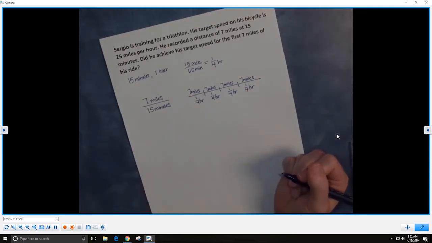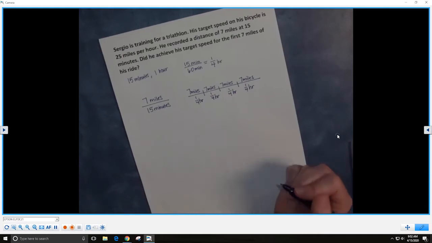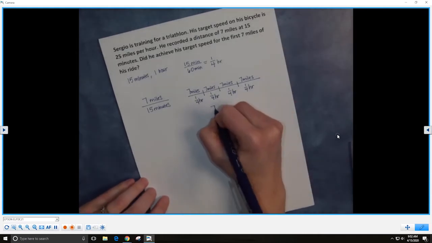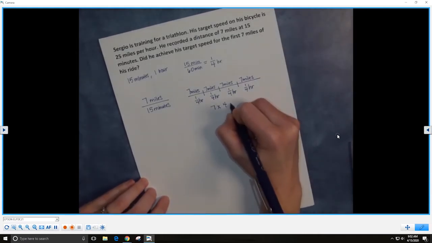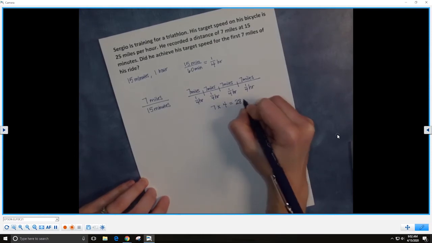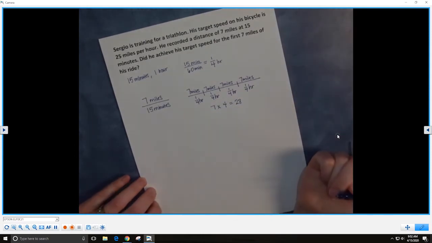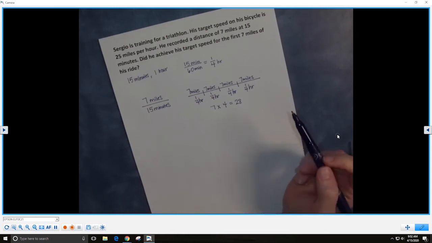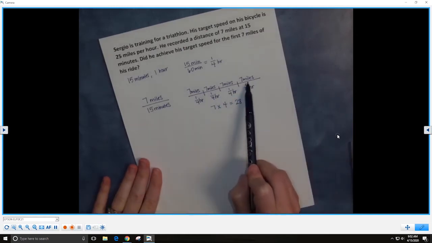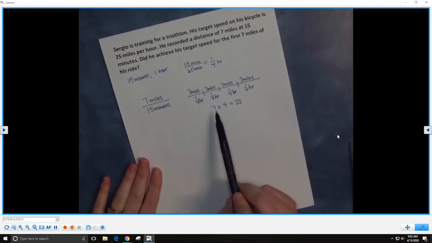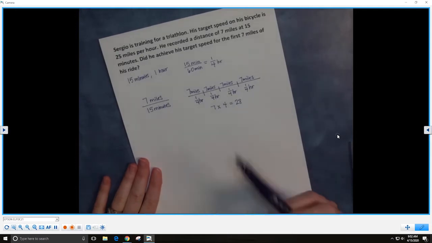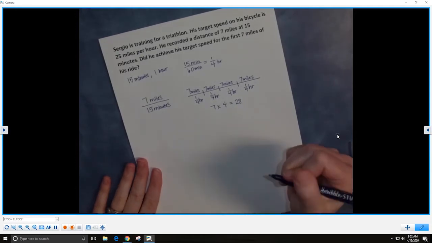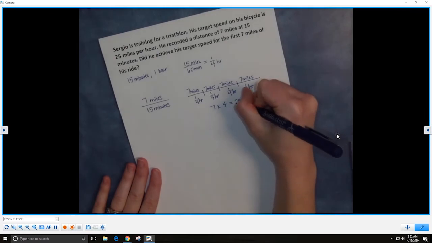Since we have 4 of those sections, 7 miles times the 4 sections equals 28. So we know that Sergio's speed was 28 miles per hour. If he can go 7 miles in every one of those 1/4 of an hour, he can go 28 miles in the entire hour. So we know that his speed was 28 miles per hour.